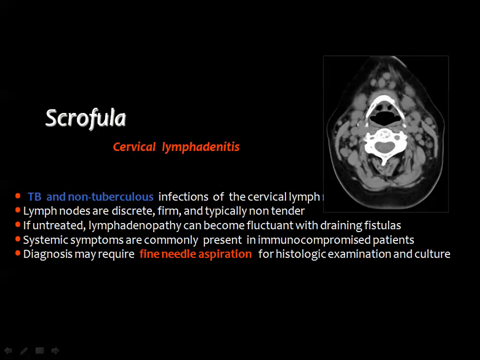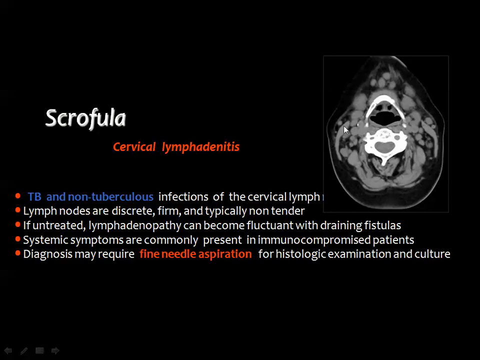Then scrofula is the term which is given to inflammation of the cervical lymph nodes, whether it is of tuberculous etiology or non-tuberculous etiology. But in many cases, we see that TB is the underlying cause of cervical lymph node inflammation. But scrofula is inflammation of the cervical lymph nodes.